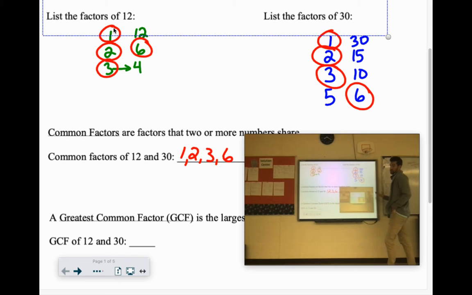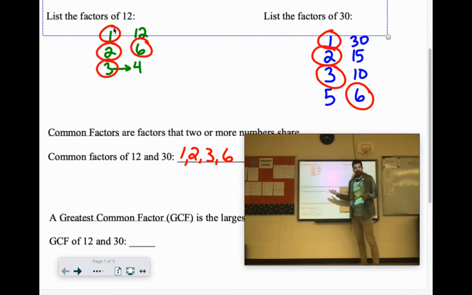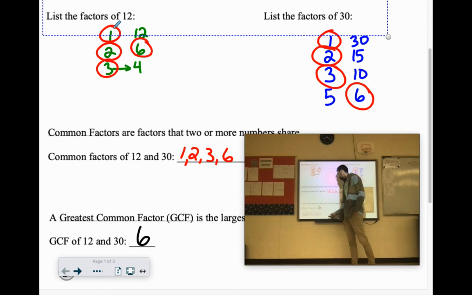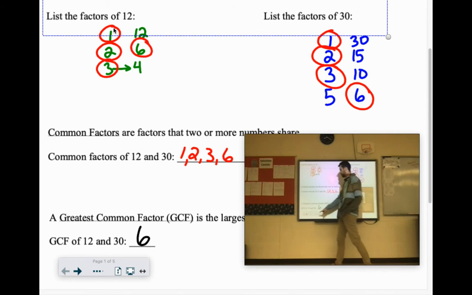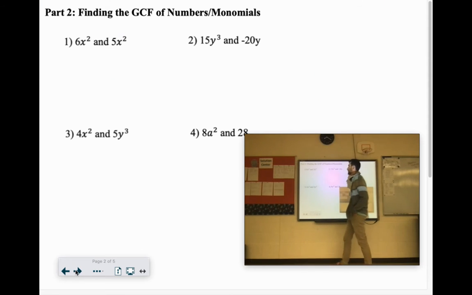The greatest common factor is the largest thing they have in common. So out of the ones we just listed, 6 would be the greatest common factor. And that's pretty important to be able to find. You're going to have to find the greatest common factor quite a bit. So it is the largest thing that they share.